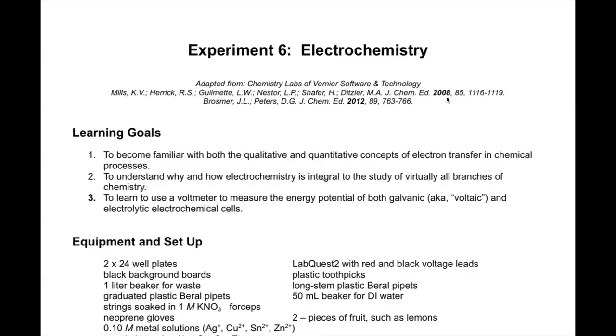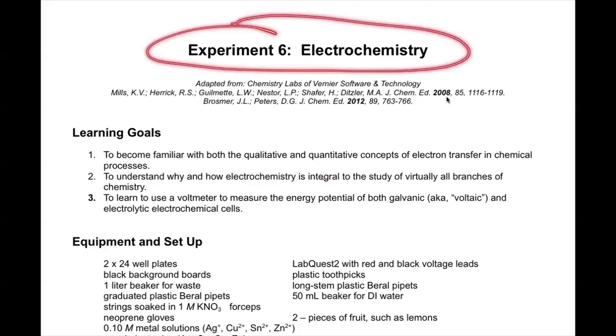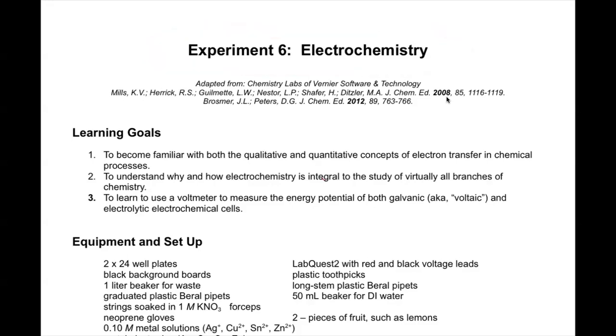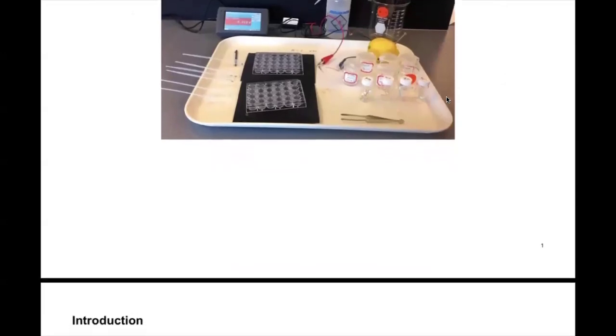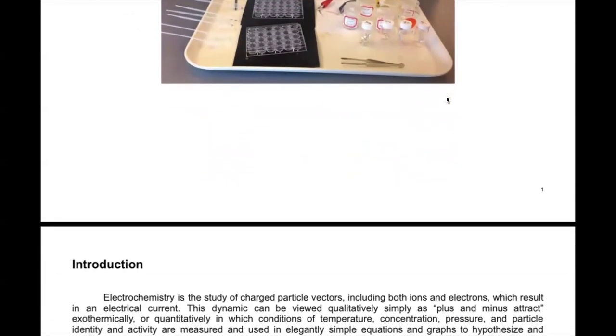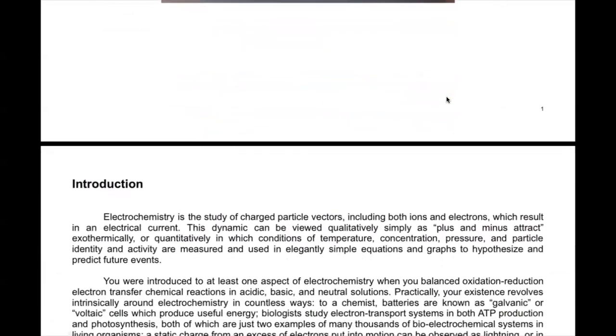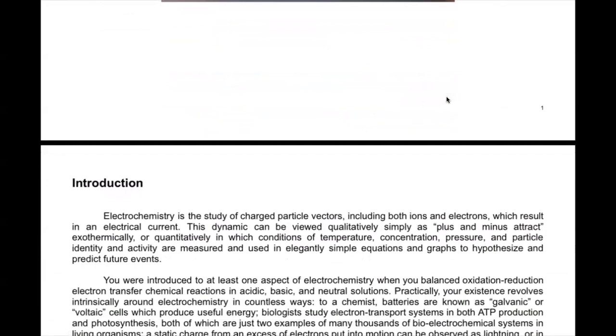Hi, everyone. So this video is going to help you work through the first part of experiment 6. For our experiment 6, electrochemistry, this is a 2-week lab. And part 1, as we'll see, is really an extended worksheet to sort of overview the content of the electrochemistry we'll cover in lab. And then next week, we'll actually perform the experiment.